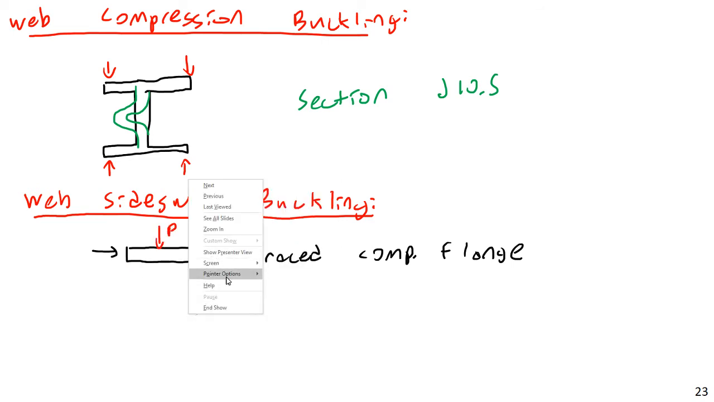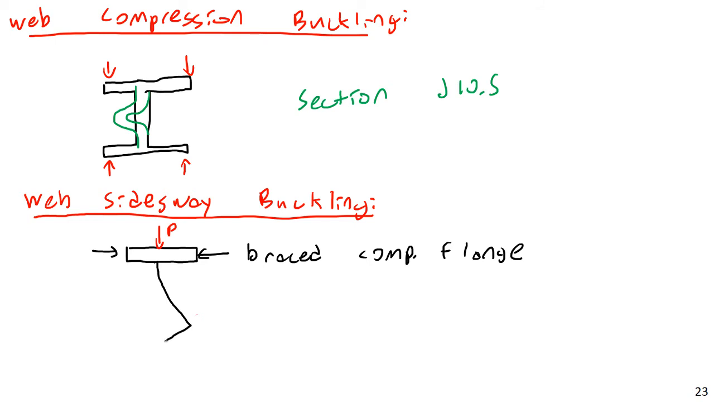Well, even though the upper flange, the compression flange, may not be able to buckle because it's continuously braced, that doesn't mean the entire thing is braced. So maybe just the lower flange and the web will buckle out something like this. That is the idea of web side sway buckling. It's called side sway buckling because even though the upper flange is held firmly in place, the bottom flange is free to buckle or sway to the side. You can read about this in section J10.4.